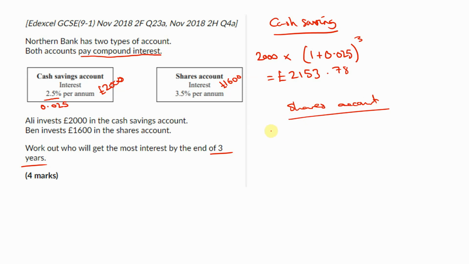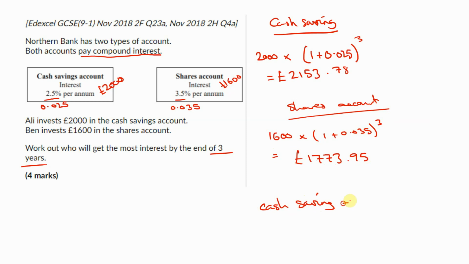Let's check the shares account. Well, they start with 1,600. They get a bigger percentage, so this is what could tip it over. That is going to be 0.035. So 1 plus 0.035 again to the power of 3. So I'm going to type that into my calculator, and this person is going to get nowhere near as much money actually. £1,773.95. So cash saving, and that is Ali. Ali gets more money.